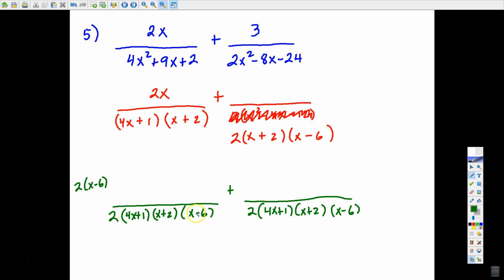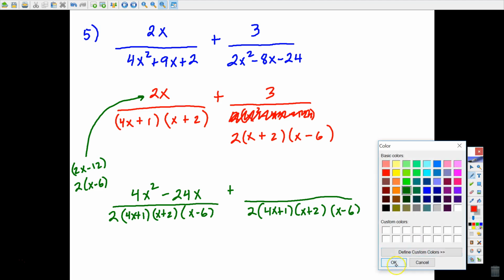Okay, the parts that do not cancel need to multiply by 2x. So let's just go ahead and multiply these together. 2x minus 12. Now we're going to multiply 2x minus 12 times 2x. Okay, 2x times 2x is 4x squared. And 2x times negative 12 is negative 24x. All right, now let's work on, I didn't bring down the 3 over here. Okay, now let's work on the other fraction.